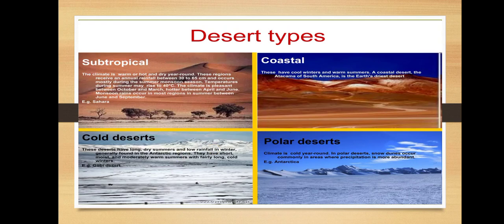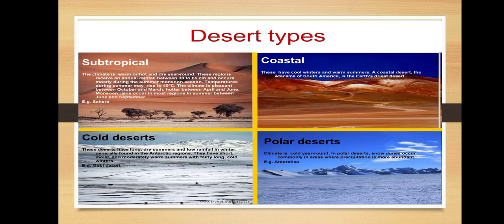Desert types: we have subtropical, coastal, cold deserts, and polar deserts. For the subtropical, the climate is warm or hot and dry year-round. This region receives an annual rainfall between 30 to 65 centimeters, which occurs mostly during the summer monsoon season. Temperatures during summer may rise to 40 degrees Celsius. The climate is pleasant between October and March, hotter between April and June. Monsoon rains occur in most regions in summer between June and September.